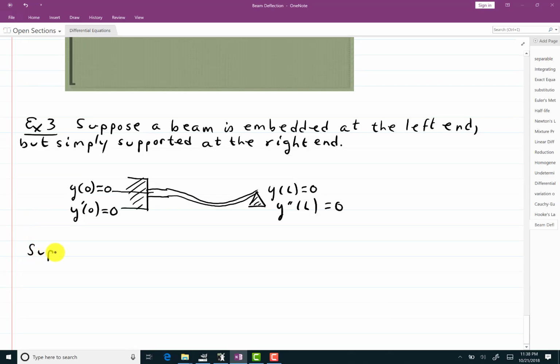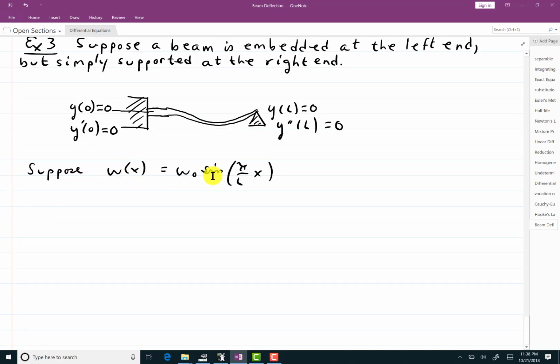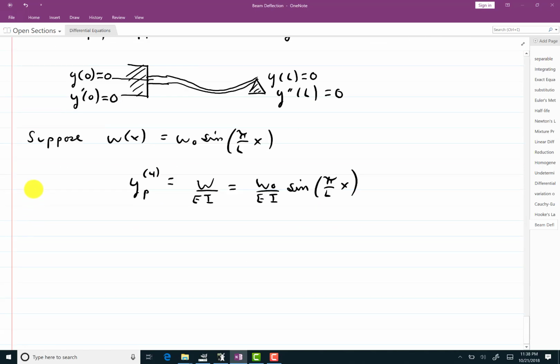Suppose that W of x equals W naught sine of pi over Lx. So we have a variable force being applied to this structure. That means y sub p, the fourth derivative of it, was W over EI. So that'll be W naught over EI sine of pi over Lx. And then I'll simply integrate my way through to get y sub p.